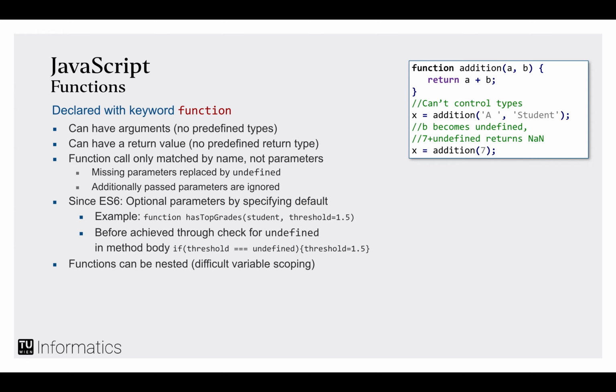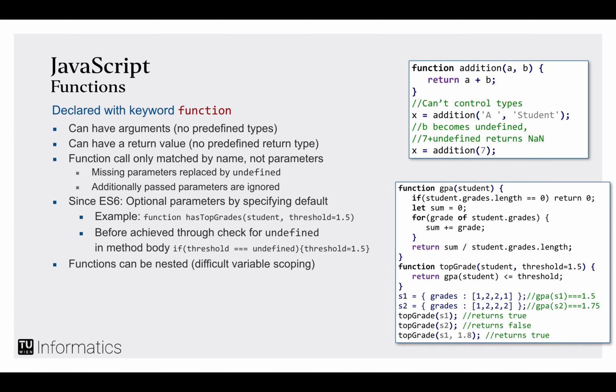Okay. The other thing is that if you leave out one of the elements, you will still be able to call the function. So if you say addition just with 7, however, what happens is that the variable b in this case becomes undefined. And so this is another thing that you have to check then. You have to check whether something is undefined.